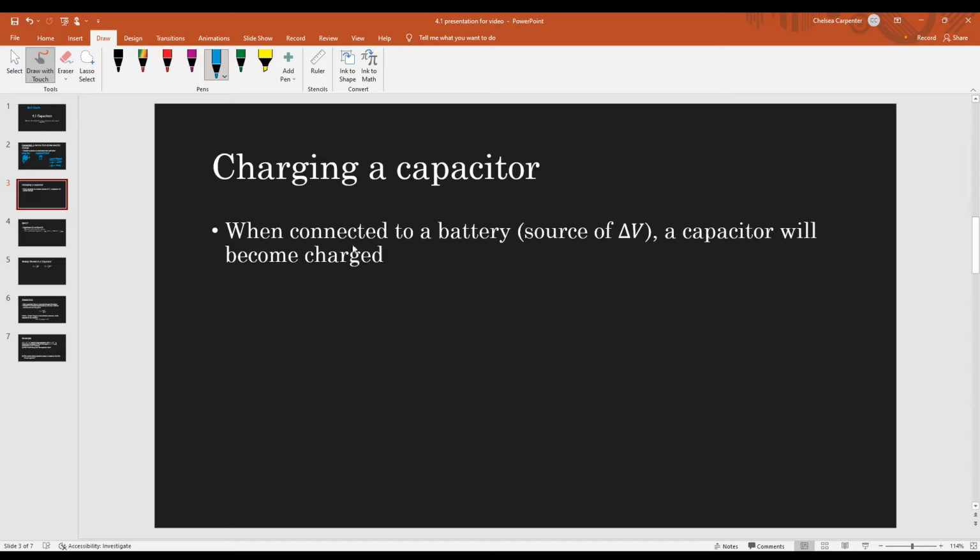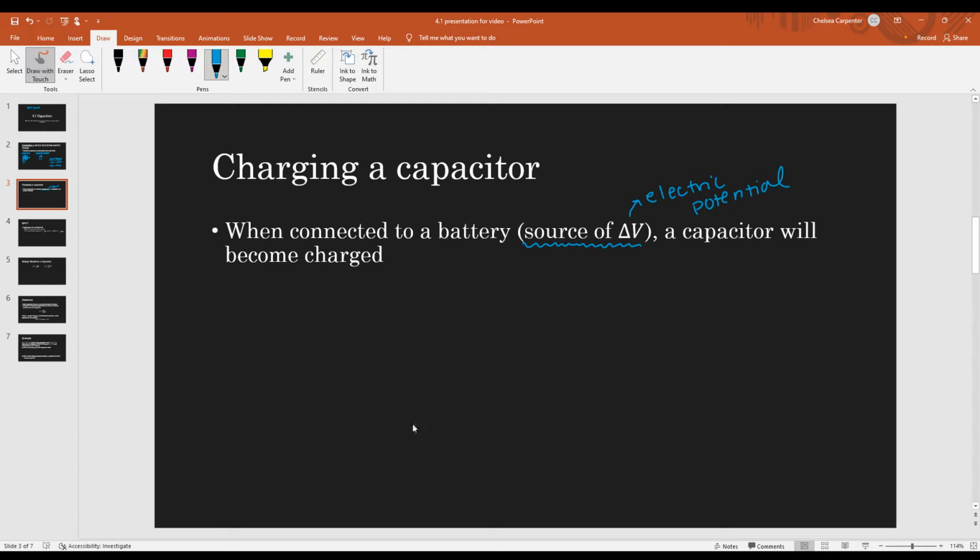Okay, so let's talk about how we charge a capacitor. How does it collect charge? So this happens when we connect it to a battery, which we'll talk more about tomorrow, but a battery is a source of delta V. Remember, that's electric potential. So if we connect a capacitor to a battery, the capacitor will become charged.